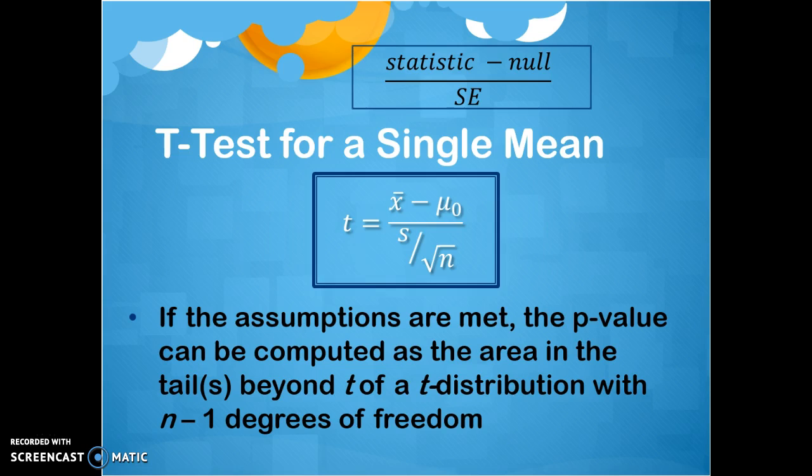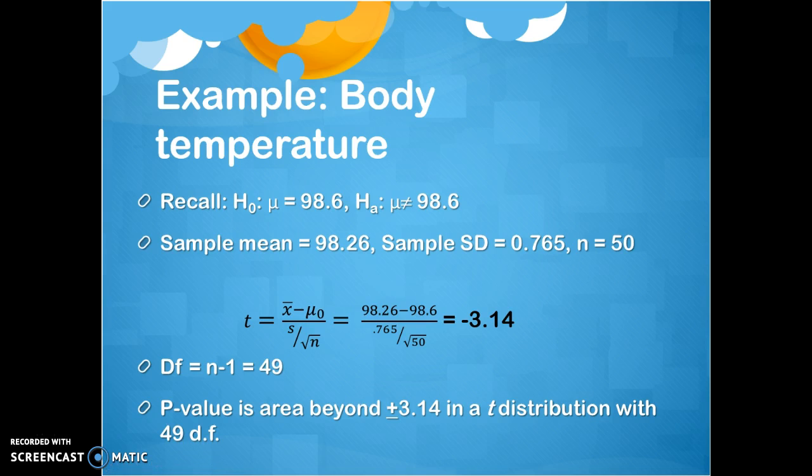It's just like the randomization distribution, except we're not simulating anything. We're just starting with the distribution. We already know it theoretically, and that's the t distribution. And we pick that exact t distribution again using n-1 degrees of freedom. Nothing new there.